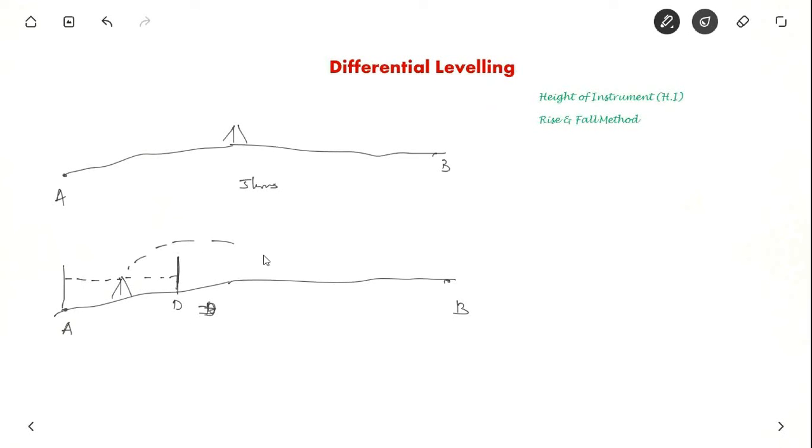Now you change the instrument at some point here, and from here you try to sight at D and then sight at B. Now you will know the difference in levels, and then with some computations you can find out the reduced level of B. So for this there are two methods. One is height of instrument method and another is rise and fall method. In this video we will see about height of instrument method, and in the next video we will also solve one problem with the rise and fall method.